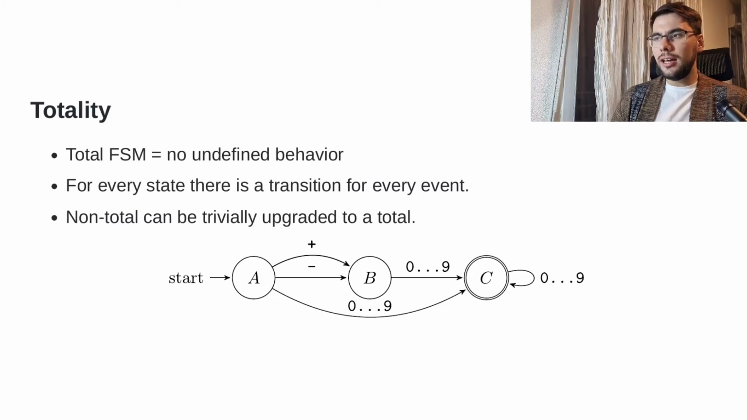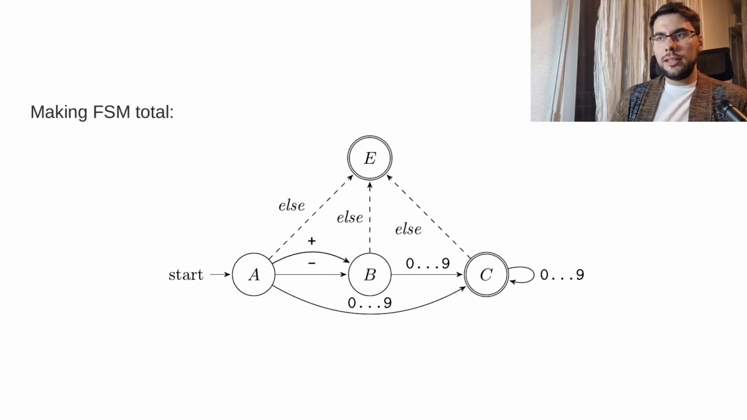And it's trivial to do. We just add an additional state that we can call, for simplicity, the error state. And every time there is a transition that is missing, we want to get into this state. For each state and for each missing transition, we add a new transition to this new error state. In order to keep our diagrams compact, we will group these transitions into a single arrow and mark them as else transitions, like this.